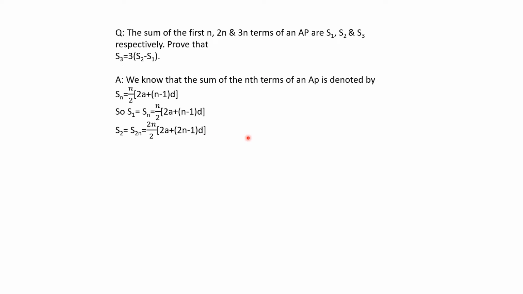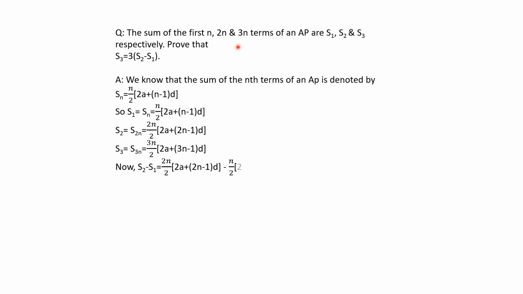So here S2 equals 2n by 2 whole into 2a plus 2n minus 1 whole into d, and S3 is the sum of the 3n terms. So it is S3n equals 3n by 2 whole into 2a plus 3n minus 1 whole into d.